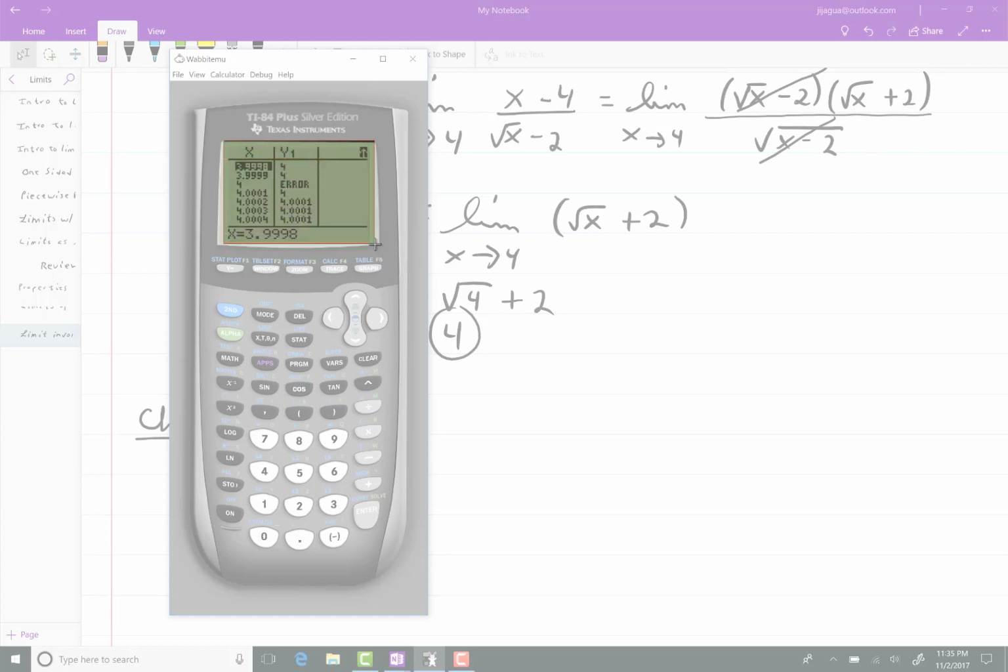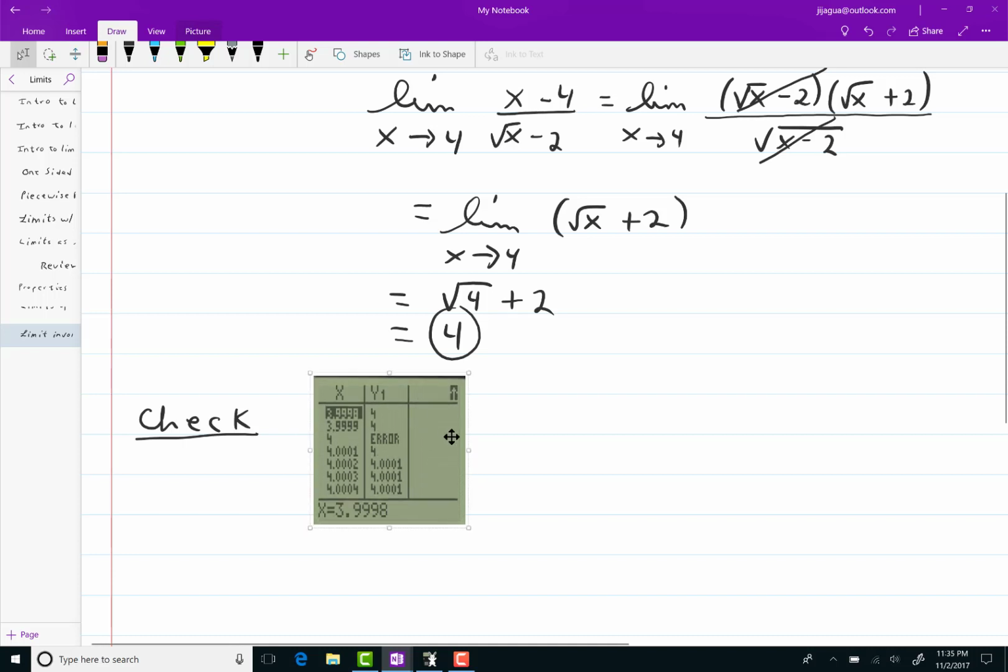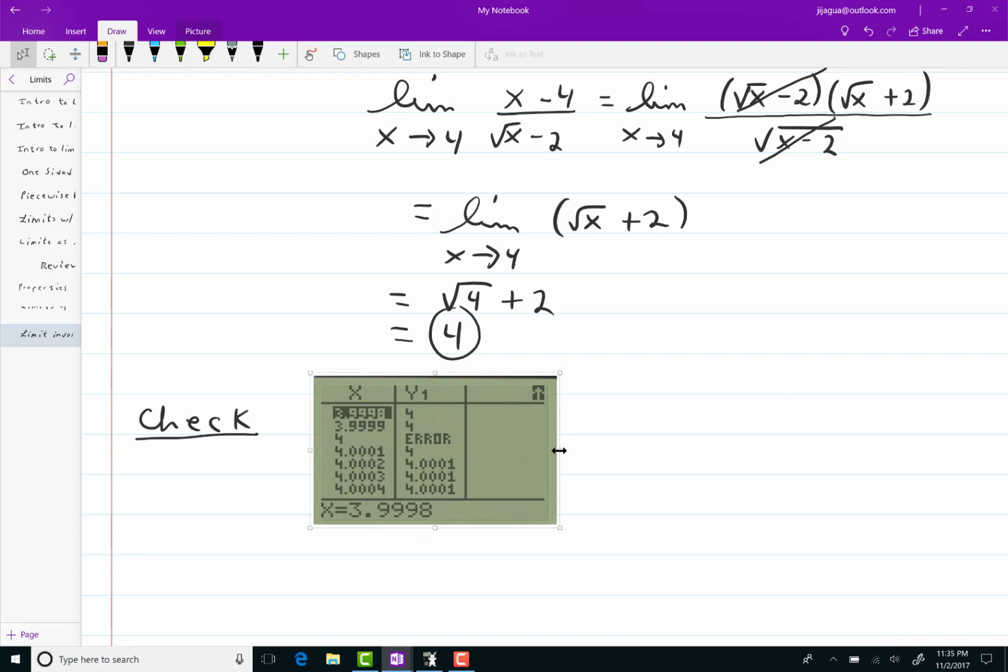So let me paste that in as my evidence that supports my answer. I'll circle the important stuff. When x is very close to 4, y is also close to 4. That's interesting, so that checks out.